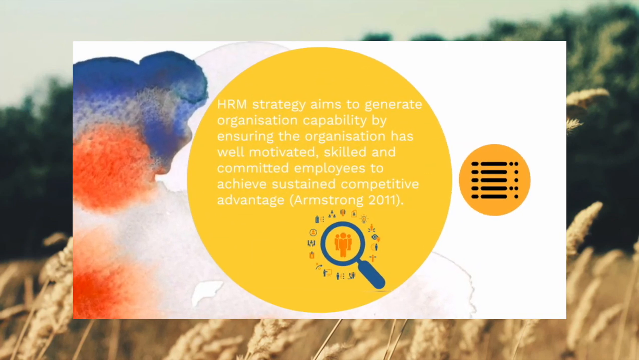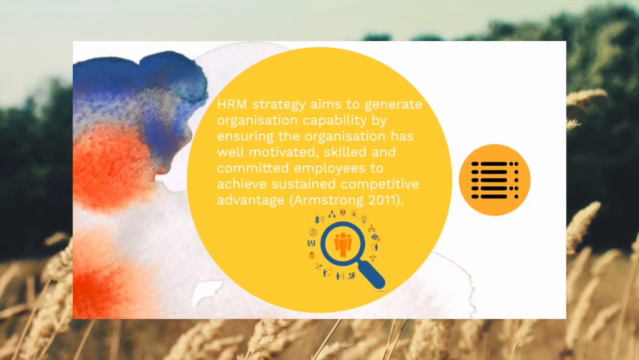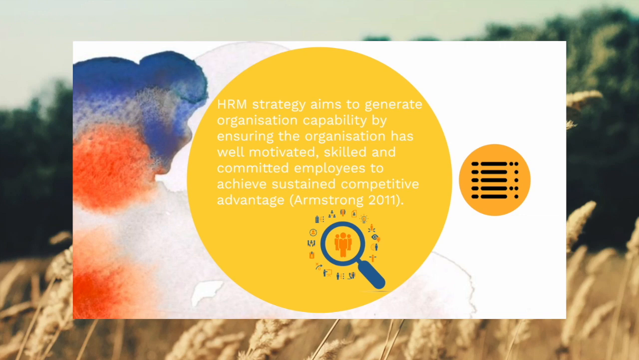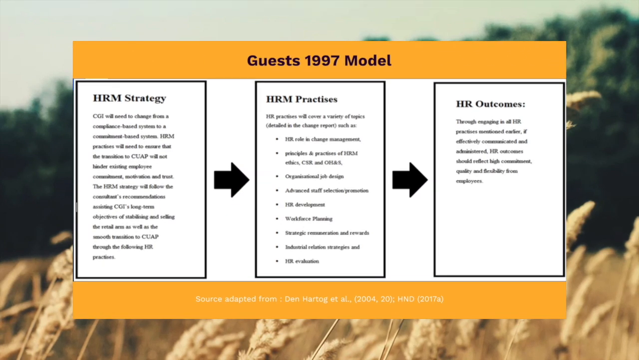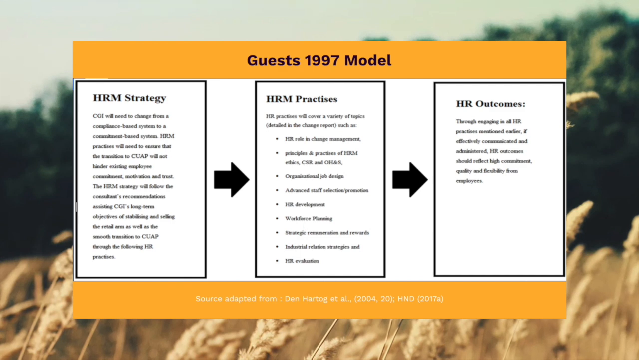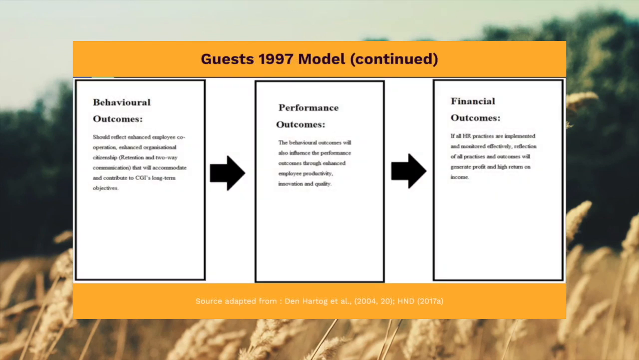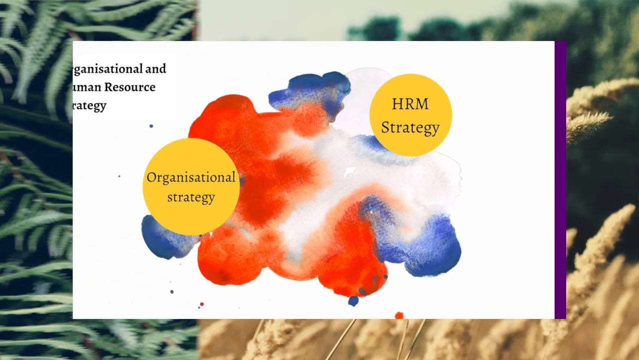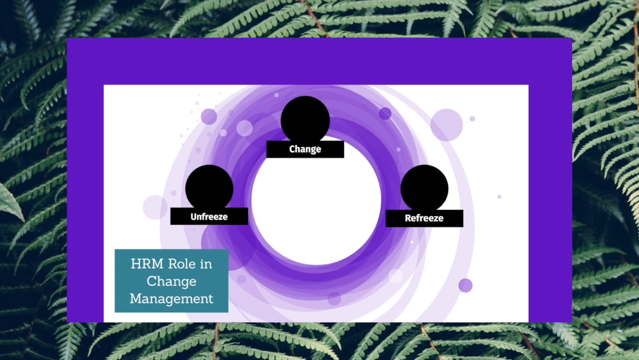HRM strategy aims to generate organizational capability by ensuring the organization has well-motivated, skilled and committed employees to achieve sustained competitive advantage. Guest's 1997 model is applied to CGI as it focuses on specific HR practices, aligned with organizational strategy, that will be discussed further in the following topics to produce positive behavioral, performance and financial outcomes such as high productivity and profit.